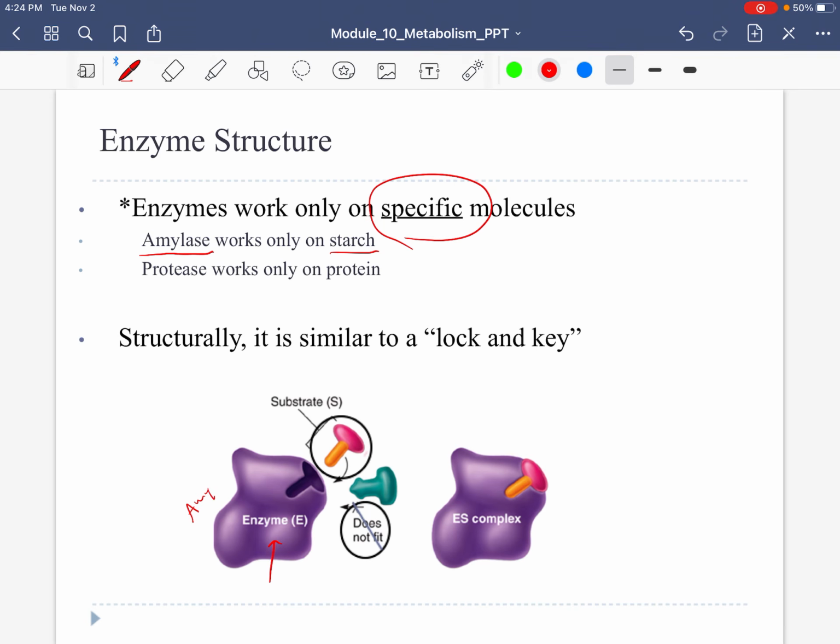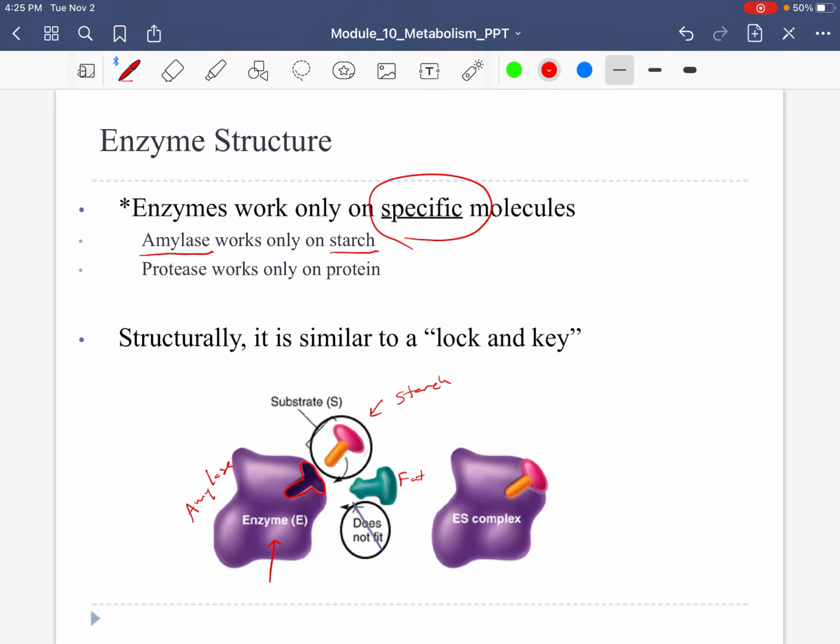On the left here, let's say that this enzyme is amylase. Well, amylase can only work on starch. So it literally has a lock and key or puzzle piece shape where it is only starch that can fit into that enzyme. The other, let's say that this is fat, the green thing. Fat's not going to fit, right? So each enzyme is specific to a substrate.